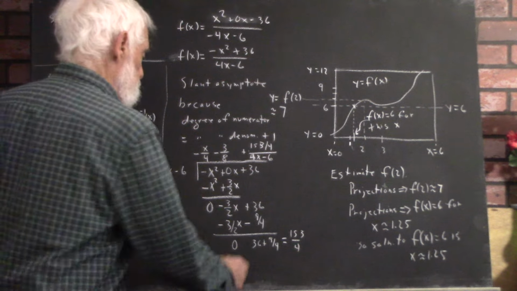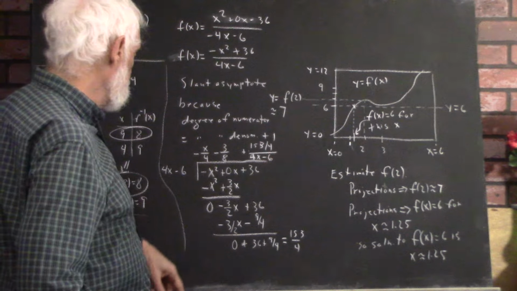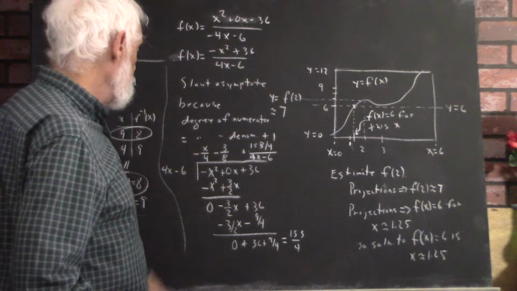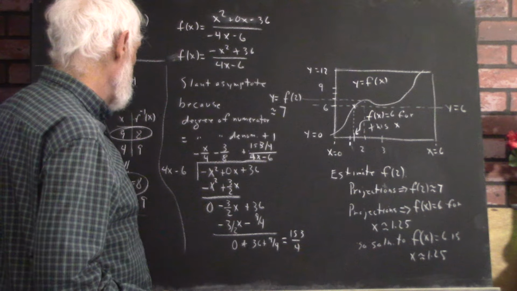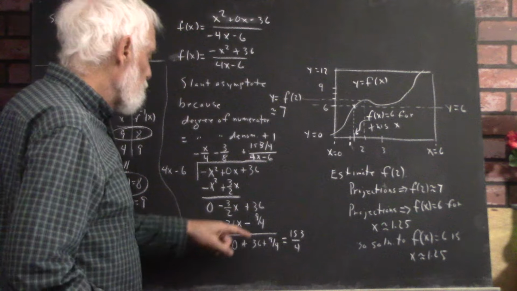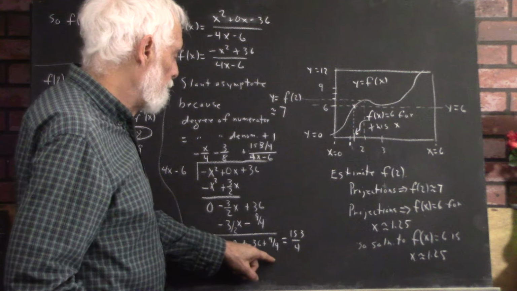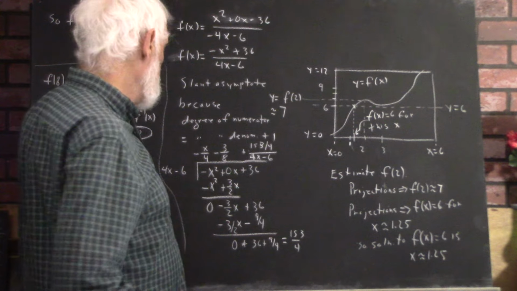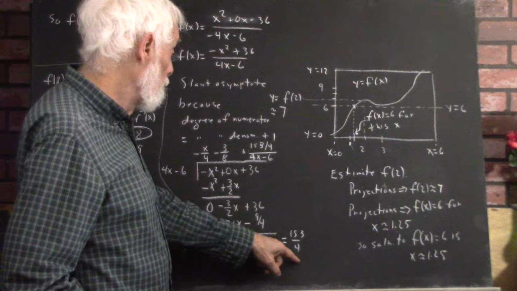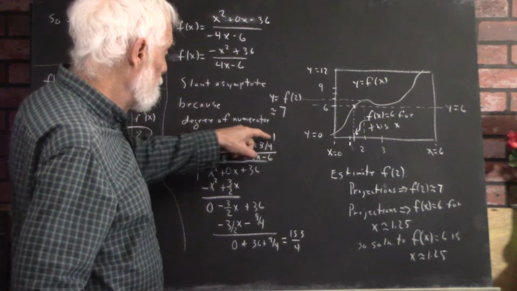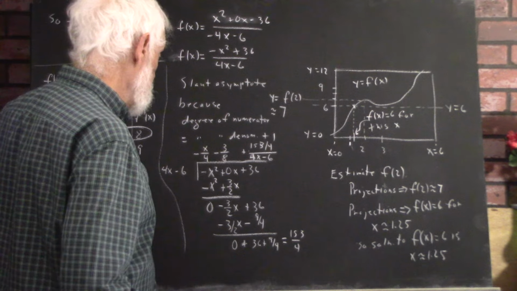And negative 3/8 times negative 6 is negative 9/4. Then we subtract the negative 9/4 from the 36. We get 36 plus 9/4, which is 153 over 4. Now we divide the 4x minus 6 into 153 over 4. We get this term, 153 over 4 divided by 4x minus 6, and that's the end of our long division.